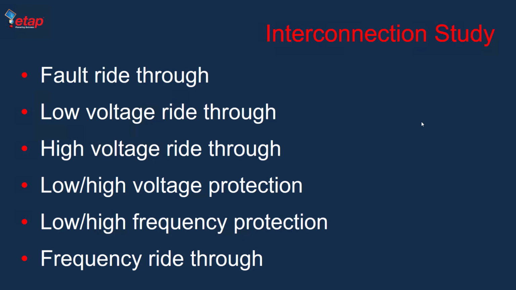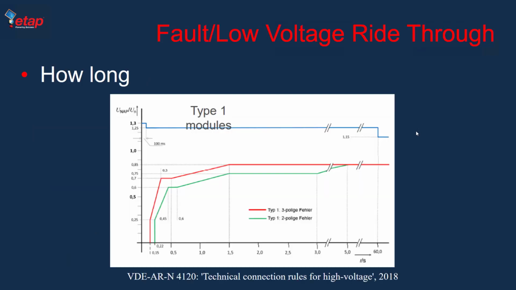Okay, the next set of studies that typically need to be done by the transient stability analysis is interconnection studies, and typically it is looking at the fault ride-through capability of the DER, and that can be as well low voltage ride-through, high voltage ride-through. We can look at the low and high voltage protection and low and high frequency protection, frequency ride-through. So those are the studies that basically need to be done for an interconnection study for any integration of a considerable amount of distributed energy resources.